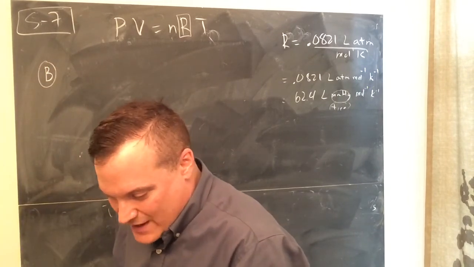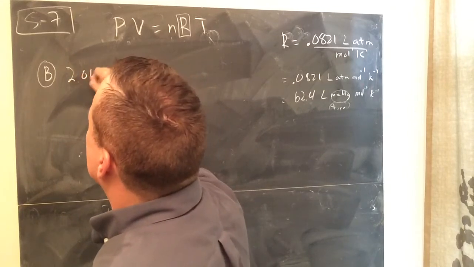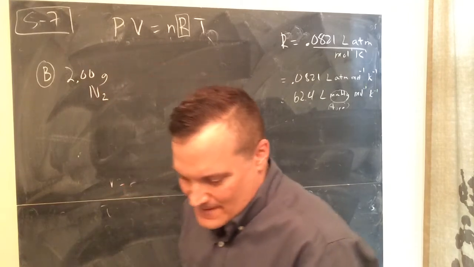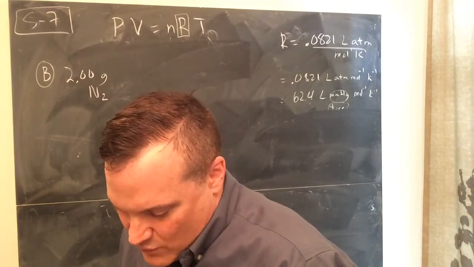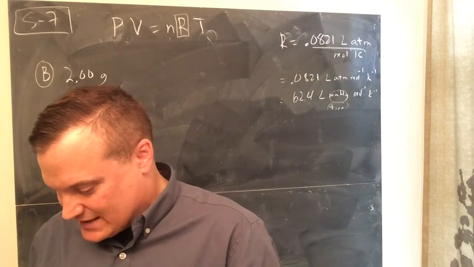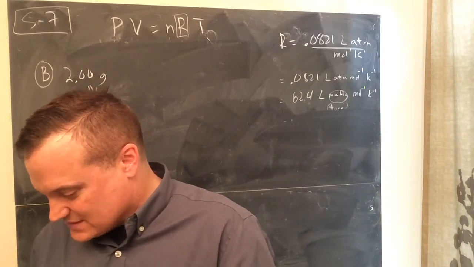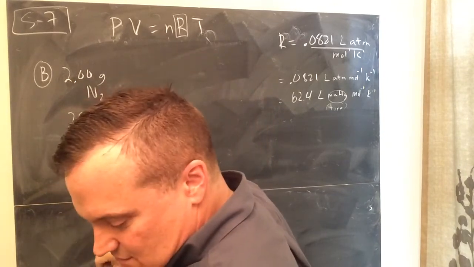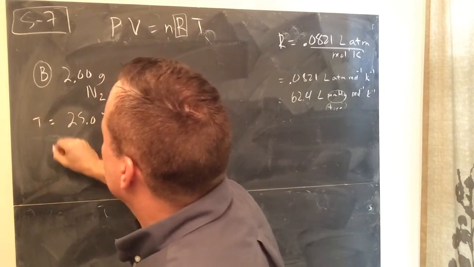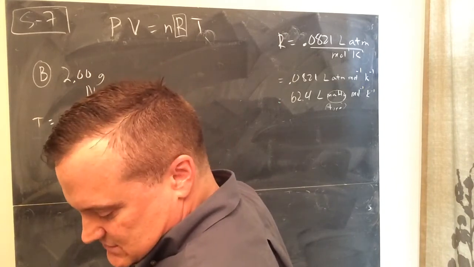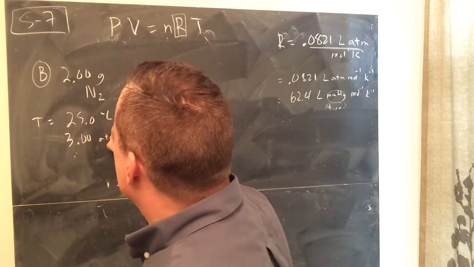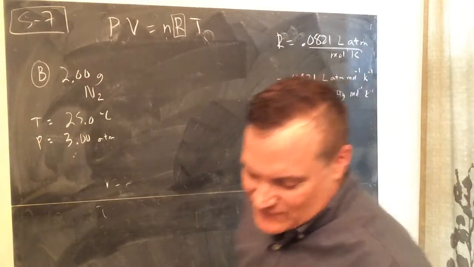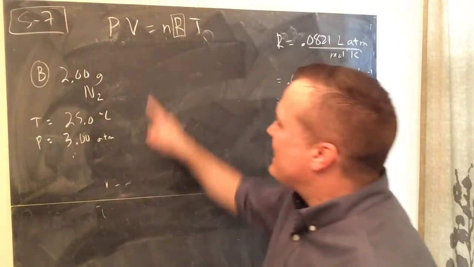All right. I've got a 2-gram sample of nitrogen, 2.00 grams. Nitrogen is N2. Now they ask what will be the volume in liters of the 2-gram sample of nitrogen gas. I'm doing B at 25 Celsius and 3 atmospheres. 25 Celsius, that's a temperature, right? And 3 atmospheres, that's a pressure. So let's think about this for a minute. They want you to find the volume. They want you to find V.